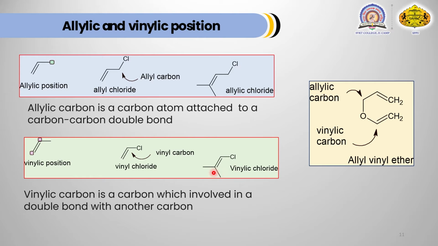Now why vinylic? Because this carbon is substituted by two groups. That's why it is vinylic chloride, and this is vinyl chloride. This is allyl vinyl ether. In this diagram it is shown: this is the allyl carbon and this is the vinylic carbon, and in between them there is oxygen. That's why it is allyl vinyl ether.